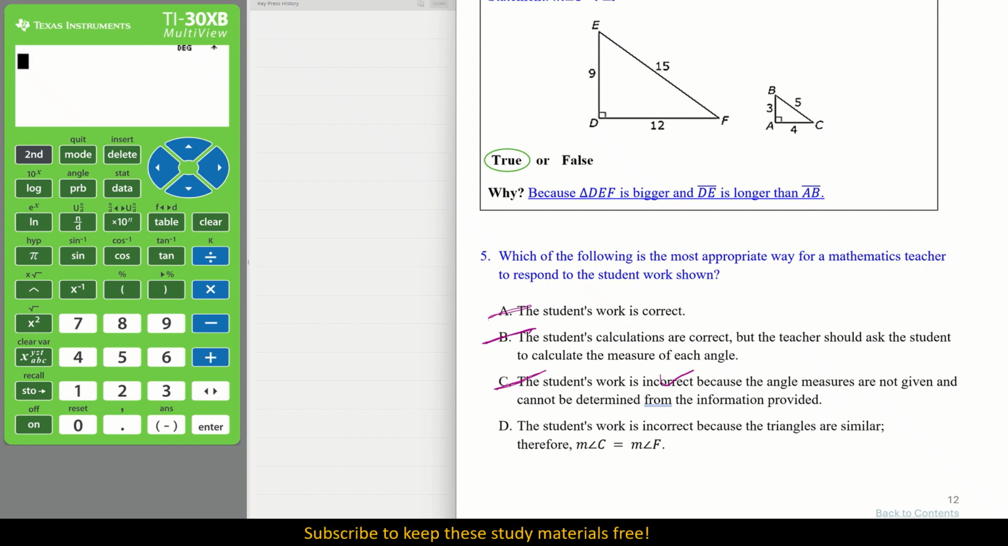Let's look at D. The student's work is incorrect because the triangles are similar. Therefore, the measure of C equals F. There you go. I like D the best, okay?